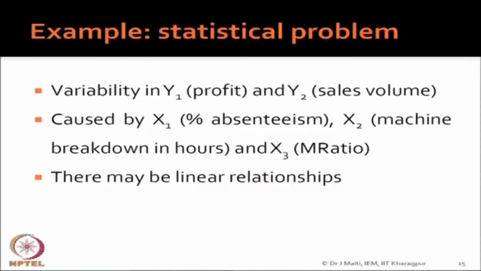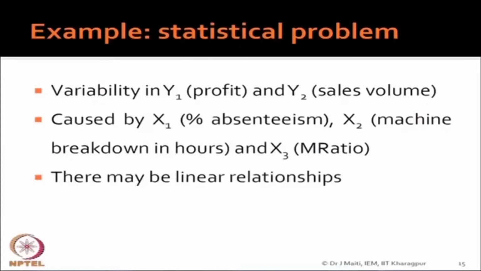So, let us see the statistical problem here. The statistical problem is the variability in profit and sales volume. By variability we are saying that definitely there is high variability caused by x1, which is percentage absenteeism, x2, machine breakdown in hours, and x3, M ratio. There may be linear relationships. So, now you are coming to the statistics domain, so you have to assume something. There may be linear relationships.